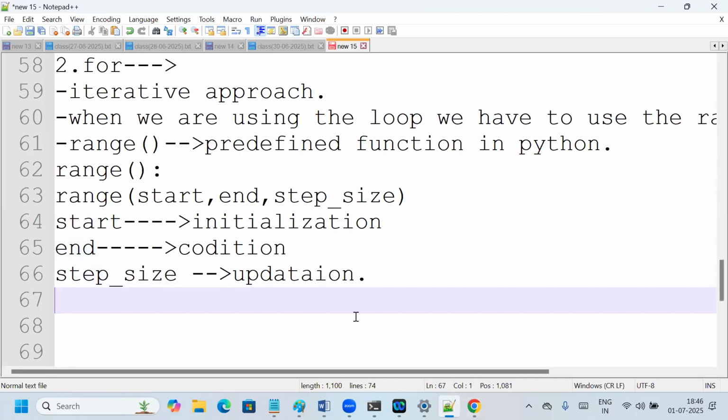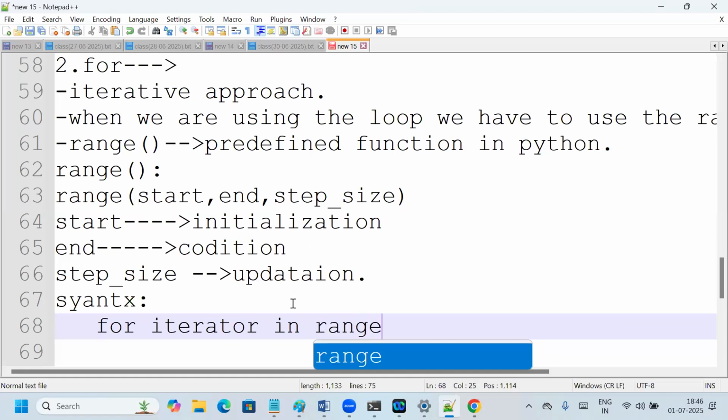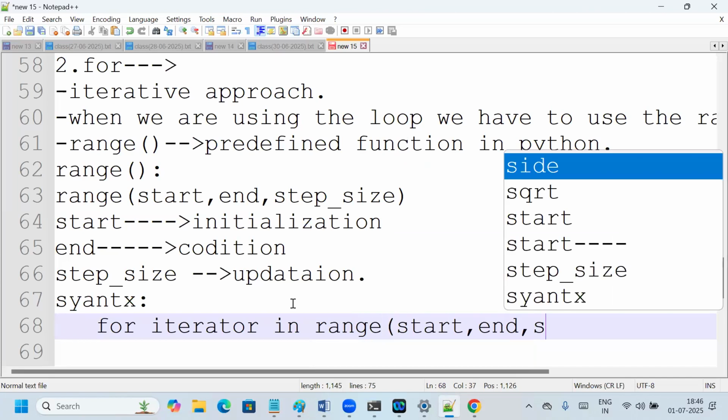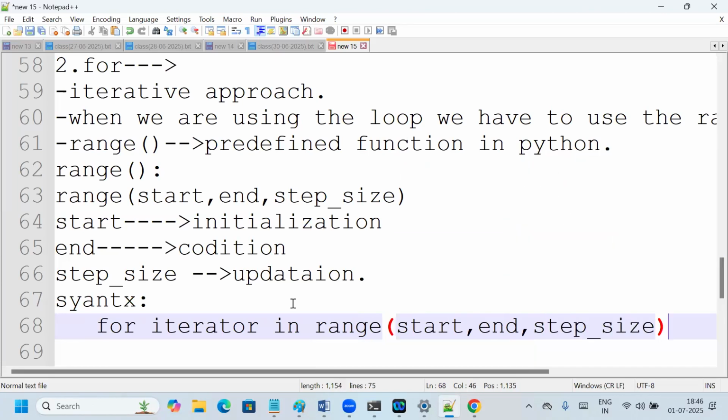For example, I will write down the syntax. Syntax for loop: for iterator in range. This is your range function. In the range function, I'm writing start, end, and step size. Here the iterator is nothing but your index, because the range function will iterate over the index.